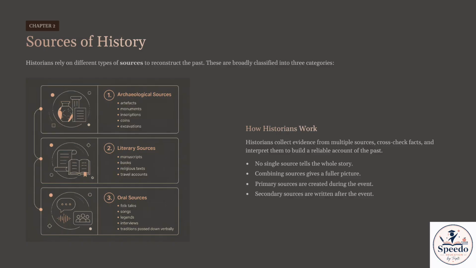First, archaeological sources, which include objects discovered through excavations such as tools, pottery, coins, inscriptions, monuments, and ancient buildings. Second, literary sources, which include books, manuscripts, religious texts, biographies, and travel accounts written by different peoples.